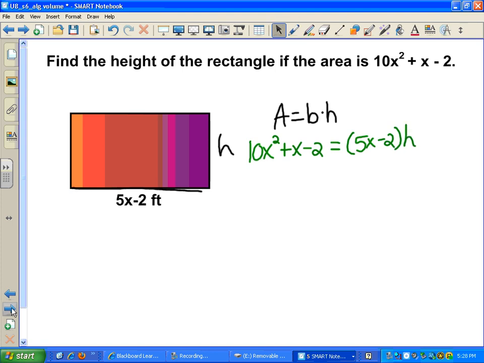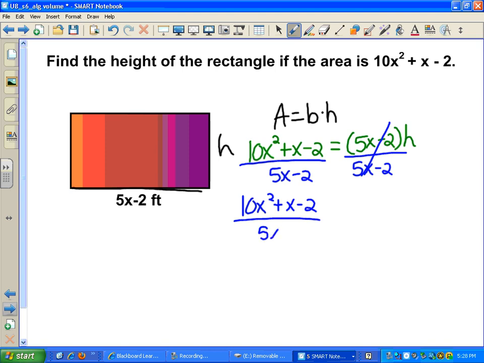to find the height. So in order for me to get the height by itself, I'm going to divide by 5x minus 2, and I'm going to do that to both sides. So on the right, the 5x minus 2's will cancel. So what I have is 10x squared plus x minus 2 all over 5x minus 2 is my height.